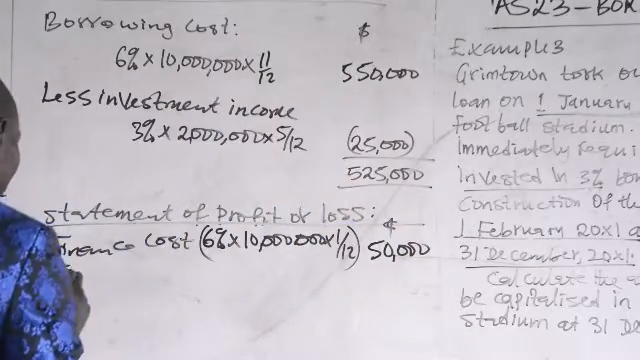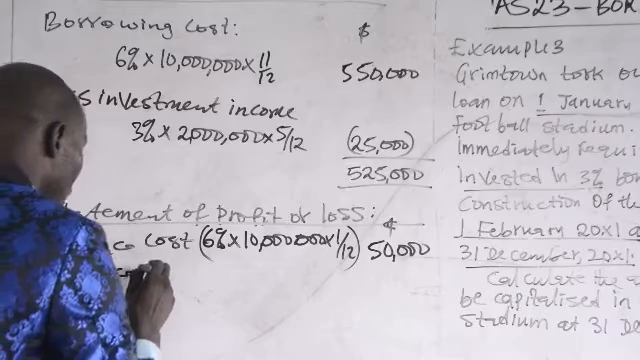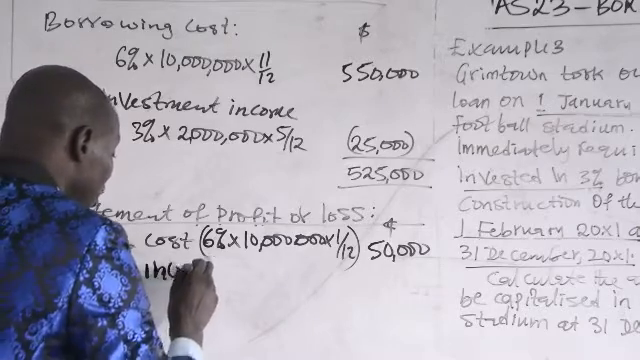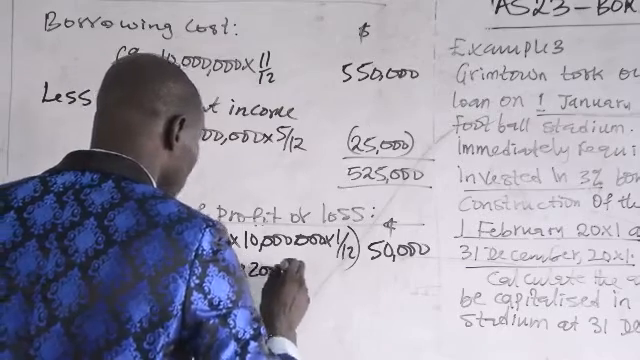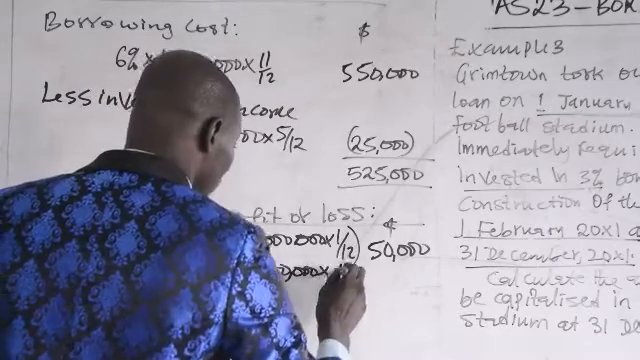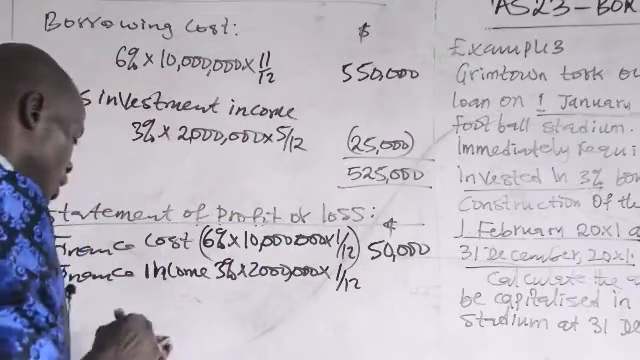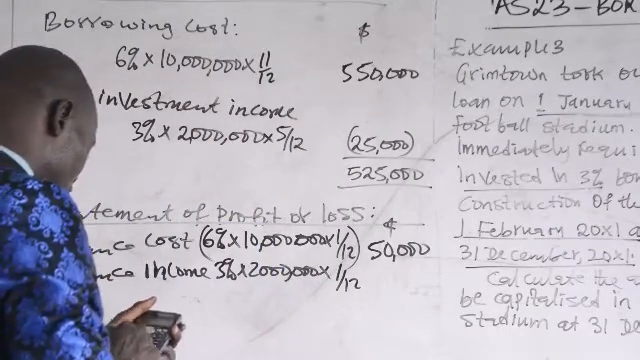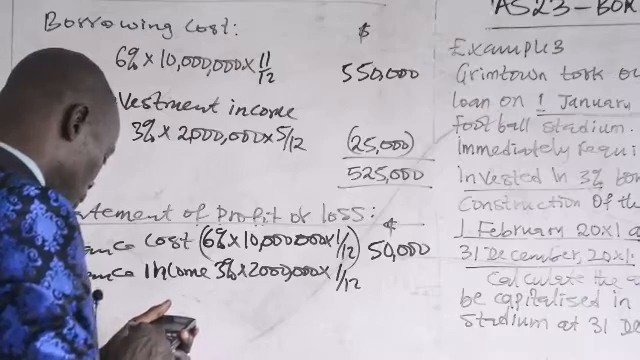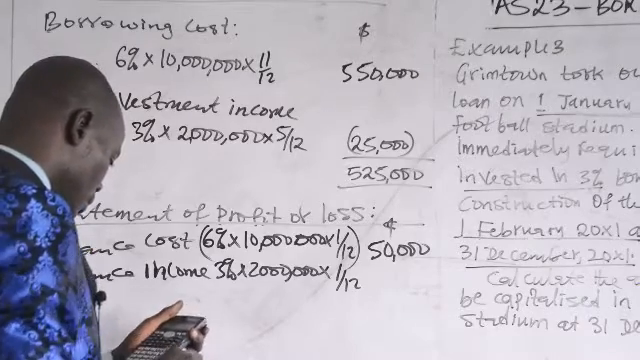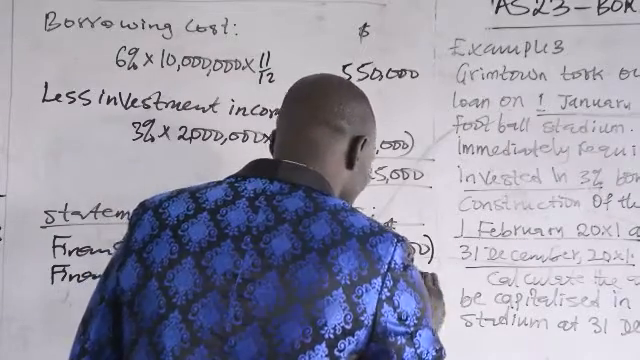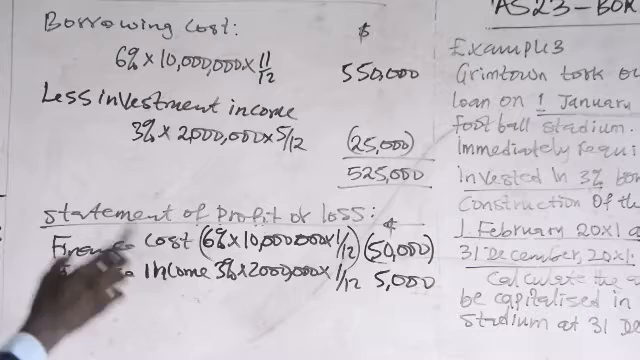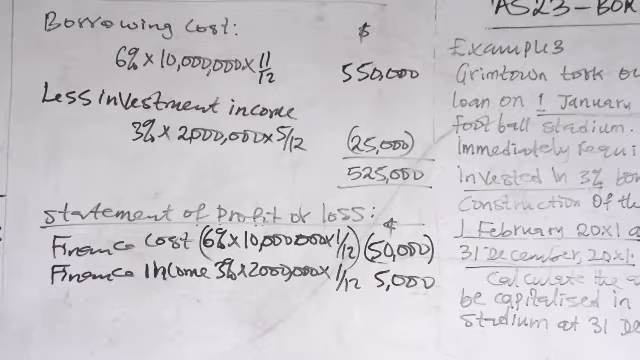Then you also have finance income in the statement of profit or loss. The income for that same January, which is 3% of 2 million times 1 month out of 12 months, will give us 5,000. This finance cost is an expense, while income is an inflow. So that is the extract of the statement of profit or loss.